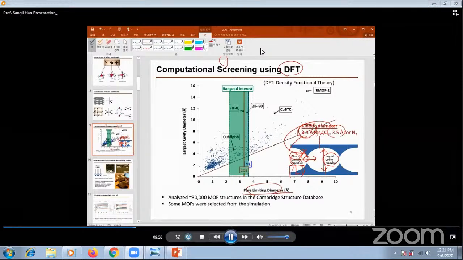That's why we selected the pore limiting diameter. Based on the pore limiting diameter, we selected the MOFs. The pore size is between 2.3 and up to 3.6. So if we select the already known MOFs in this pore size range, they are expected to show high selectivity, CO2 over nitrogen.